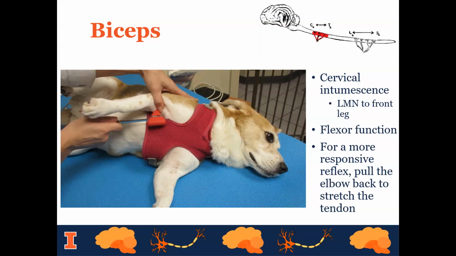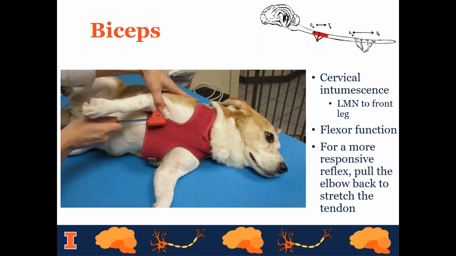The most accurate reflexes are going to be withdrawal in both front and back legs and the patellar reflex in the back leg. But I'm going to show you all of these reflexes so you have an idea of how we look at them, because they are looking at different things, extensor and flexor function. So biceps will test for flexor function.